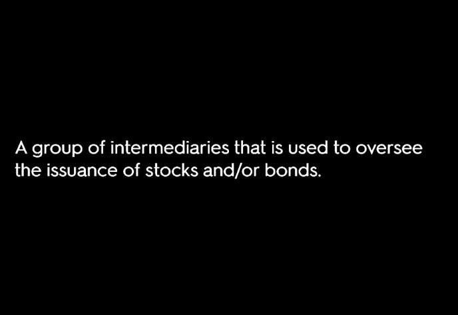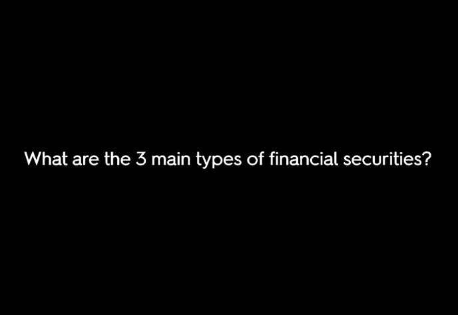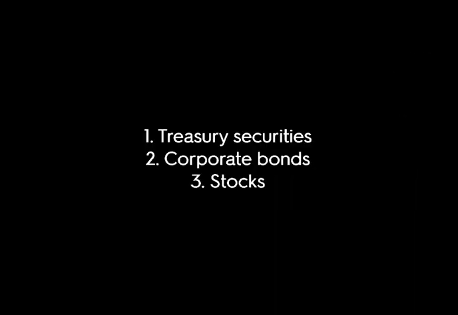Syndicate. A group of intermediaries that is used to oversee the issuance of stocks and/or bonds. What are the three main types of financial securities? 1. Treasury securities. 2. Corporate bonds. 3. Stocks.